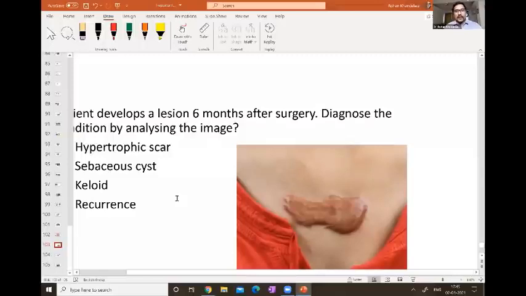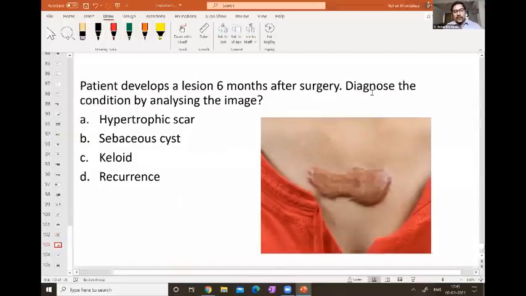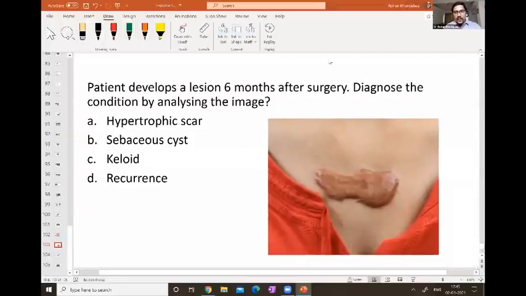You can answer in the chat box. Patient develops a lesion 6 months after surgery. Please identify the lesion. Correct. It's a keloid.